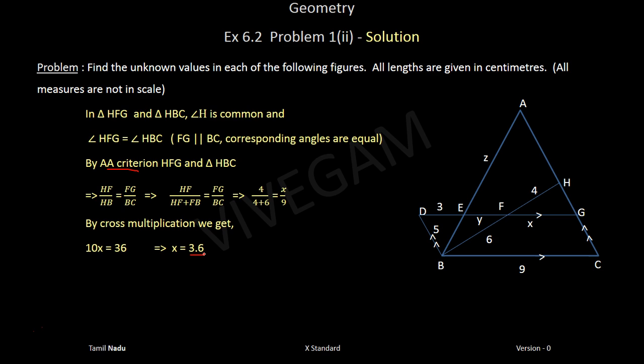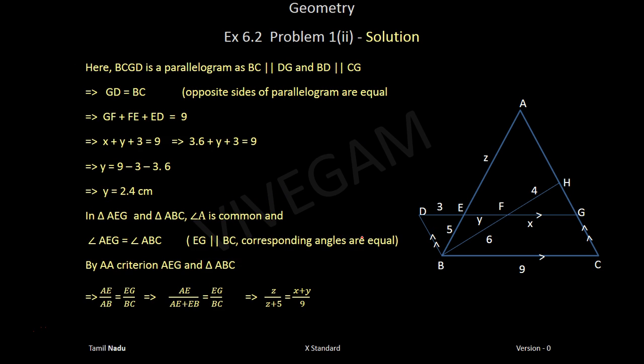Now next we will go for the Y. Y, as I said earlier, this is a parallelogram. That is, BCGD is a parallelogram, and BC is parallel to GD or DG, it's the same, right? And BD is parallel to CG, right? And anyway, it's clearly shown by these double arrows. So these two lines are parallel, and this line is parallel.